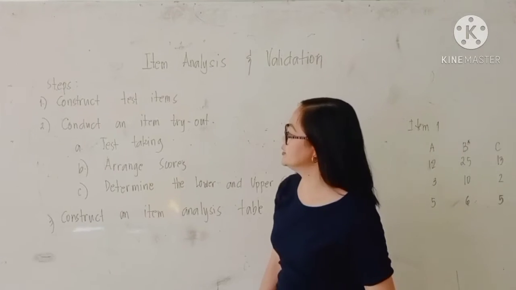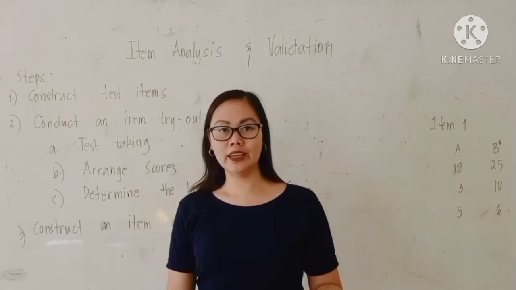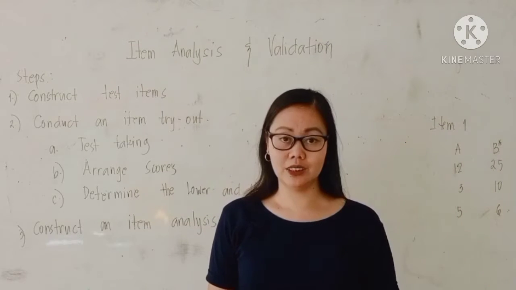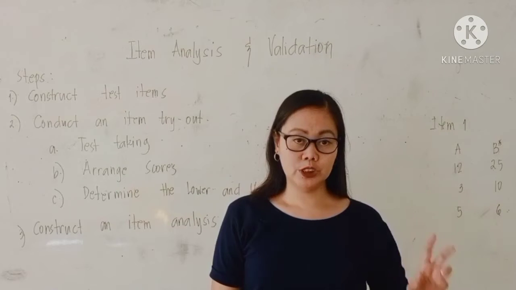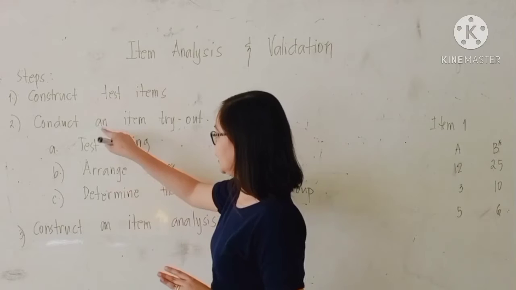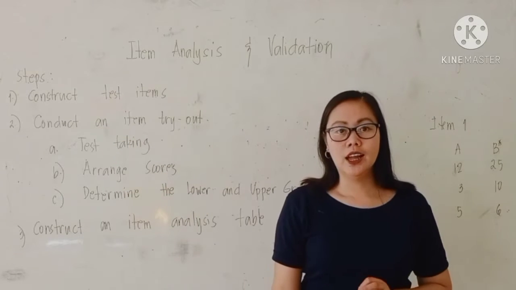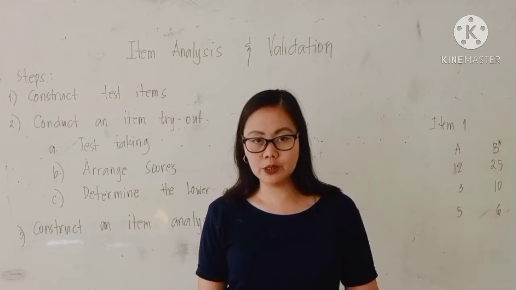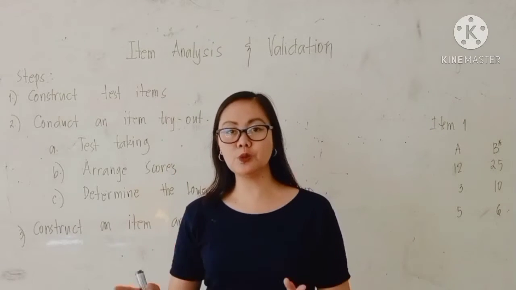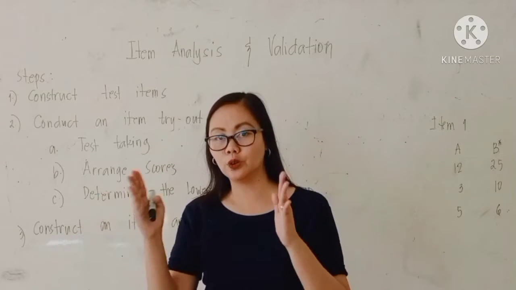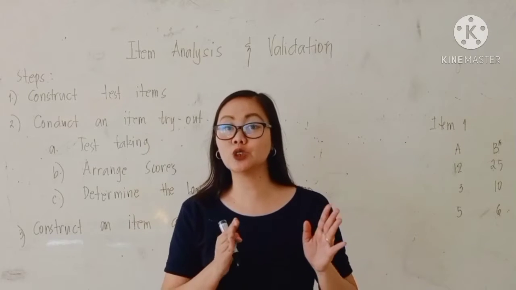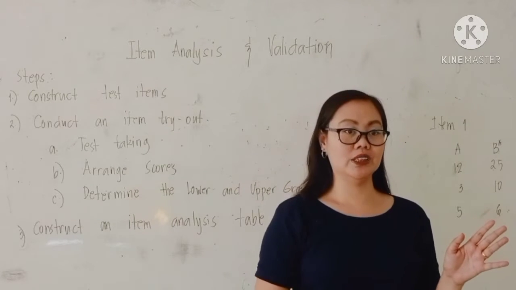Now, the next one is, once you have constructed the test items and all of it from the first type until the end, meaning from all the objectives, specifically for the multiple choice test, doble na talaga siya. Your next step is to conduct an item tryout. How do you conduct an item tryout? It's very basic. You just have to look for a group of students who have the same characteristics as the students to whom you would truly give the test.